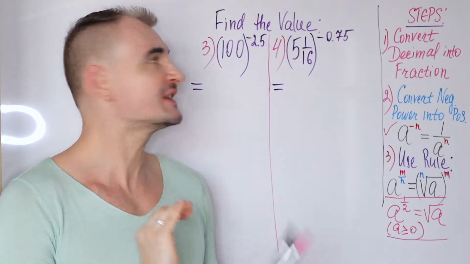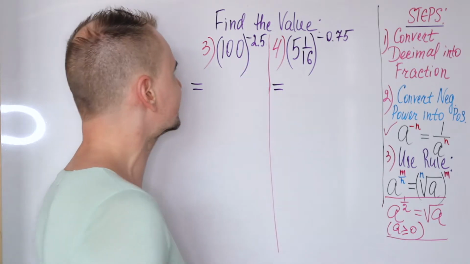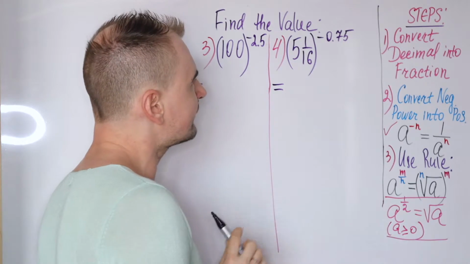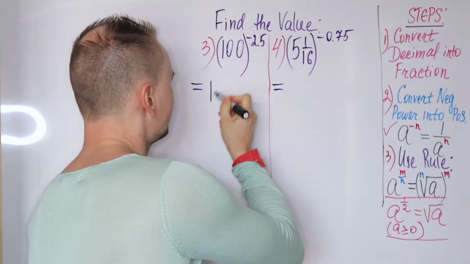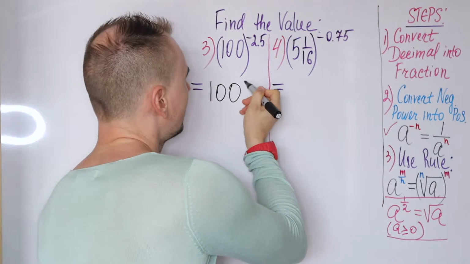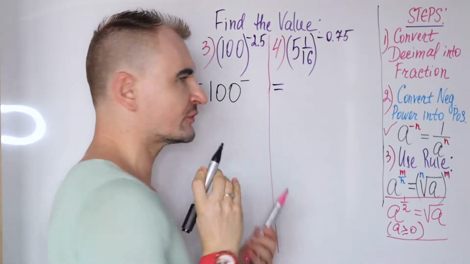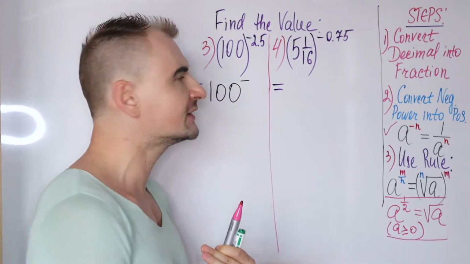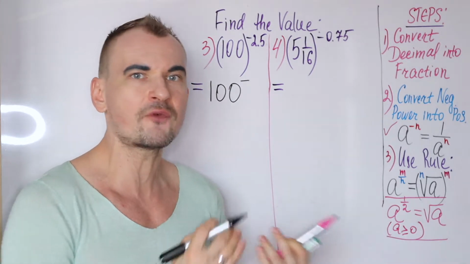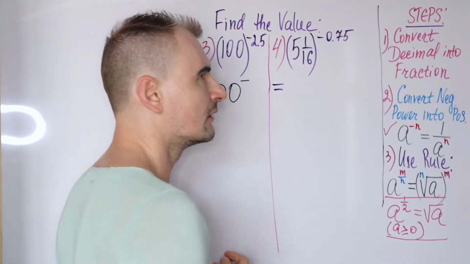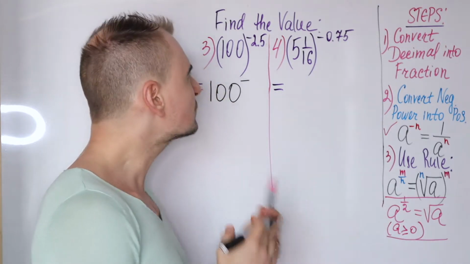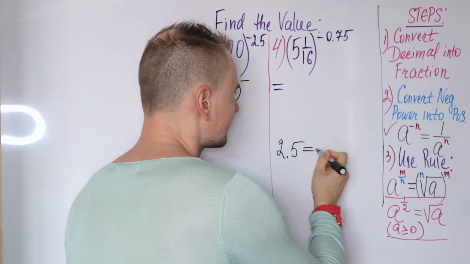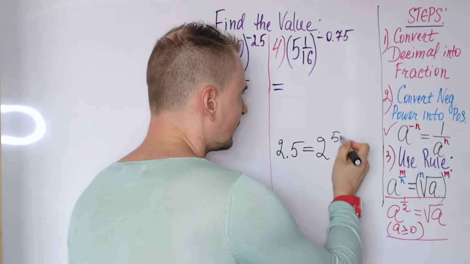Alright, suppose you have been given something like 100 raised to a negative 2.5. The same steps. First of all, convert this decimal into a fraction. So you keep this base, and you keep this negative, so you don't lose anything. Now you need to convert 2.5 into a fraction. You could do this off to the side. So 2.5 is 25/10.